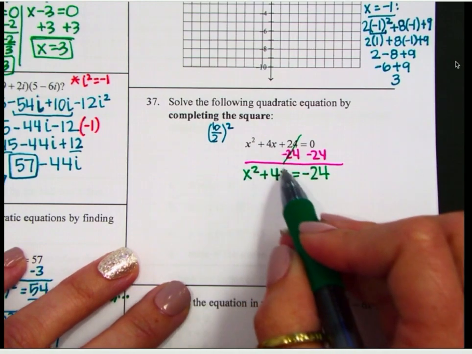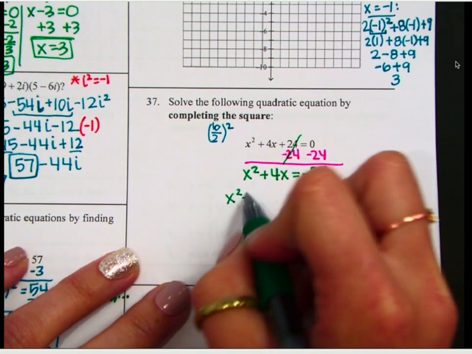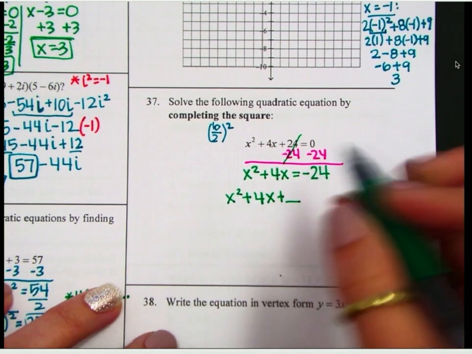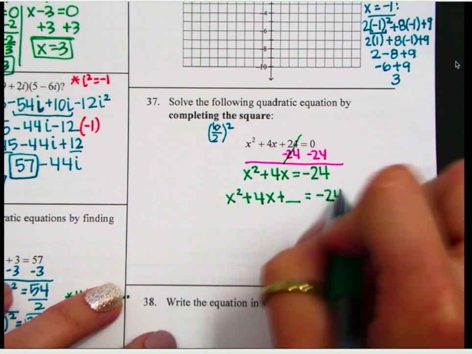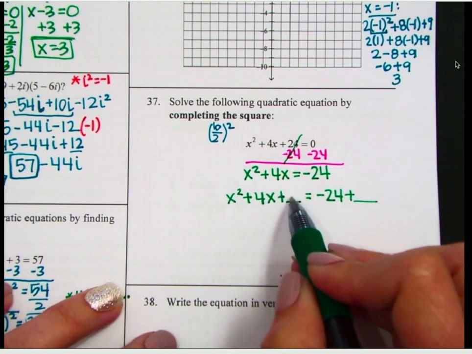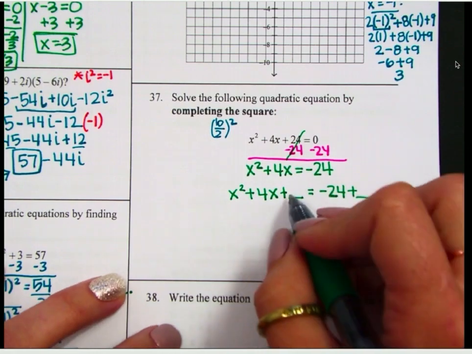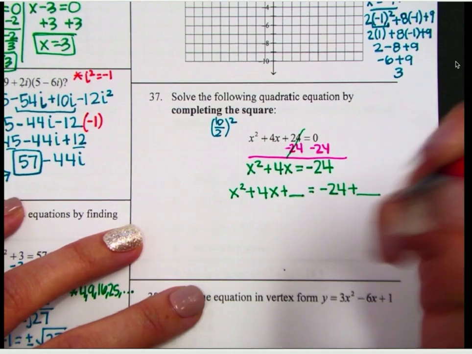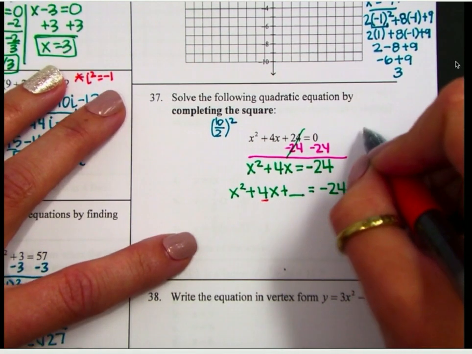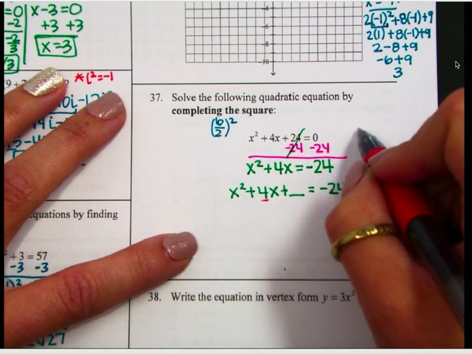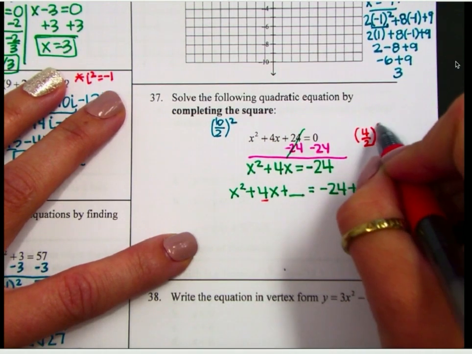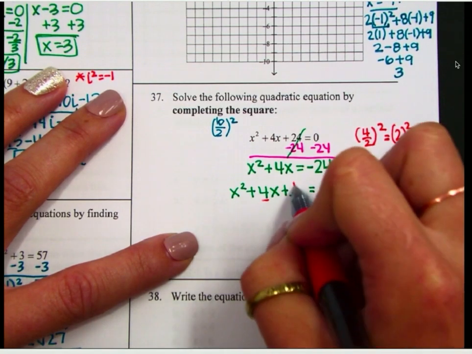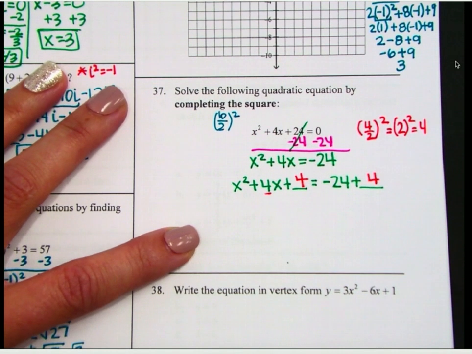Now what we're doing is we're going to add a number to both sides to complete the square, to create a perfect square trinomial. And whatever we add to one side of the equation, we have to add to the other side. To figure out what that number is, you're using your formula, b divided by 2 squared. Your b is 4, so for b divided by 2 squared, it's 4 divided by 2 squared. 4 divided by 2 is 2. 2 squared is 4, so adding 4 to both sides.